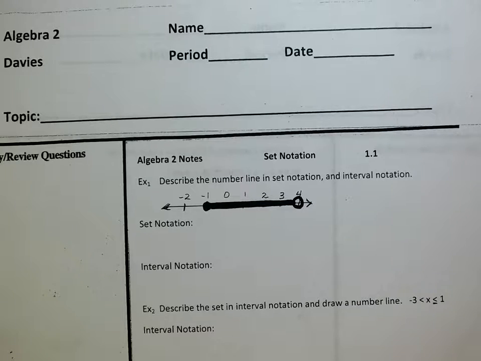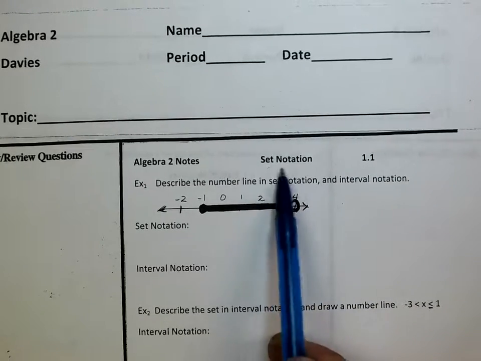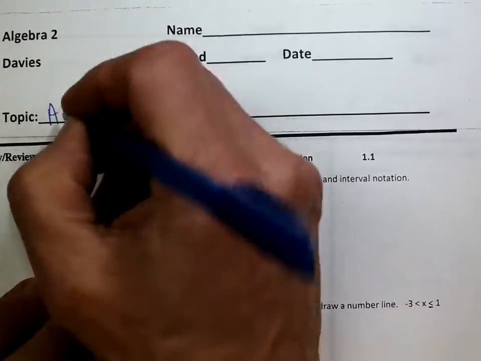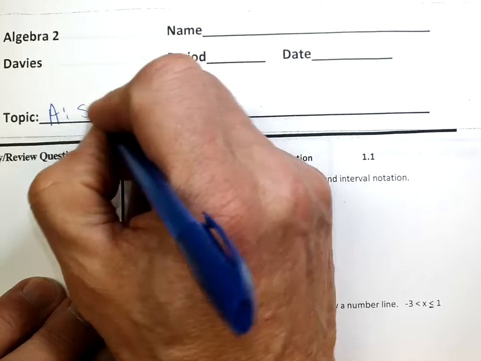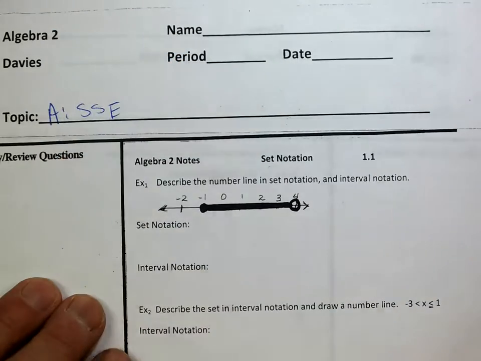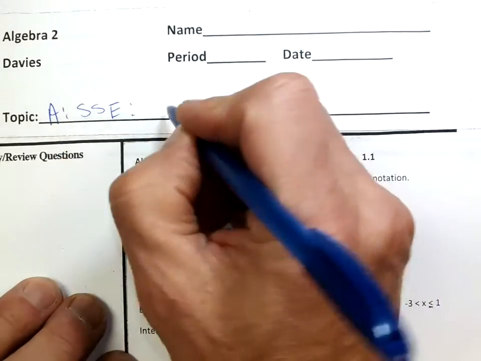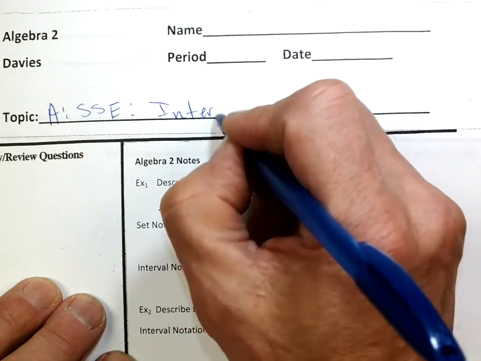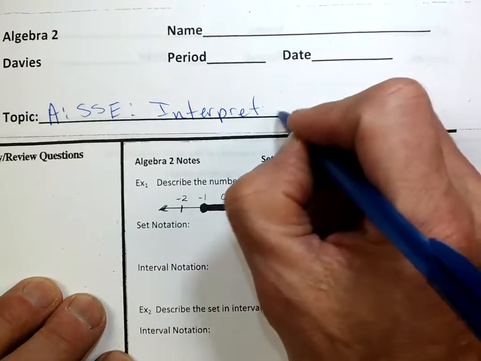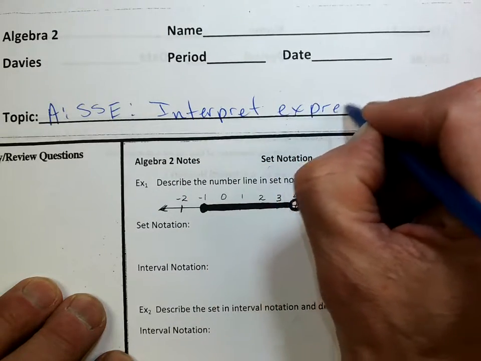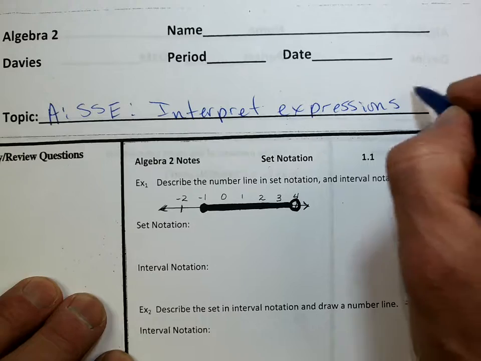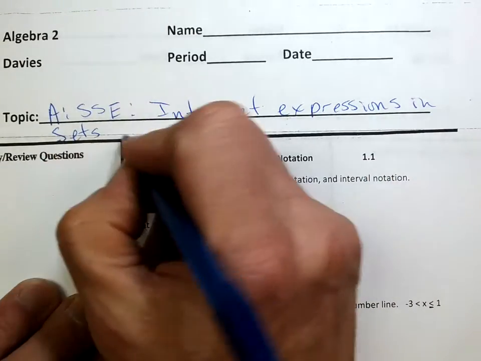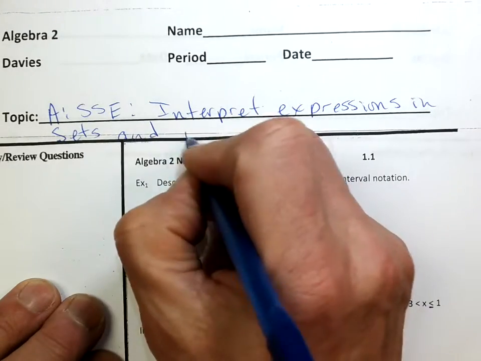So today what we're talking about is different ways to describe sets. Our topic is Common Core. It stands for Algebra, SSE, sets and subsets. And what we're going to do is interpret expressions in sets and intervals.